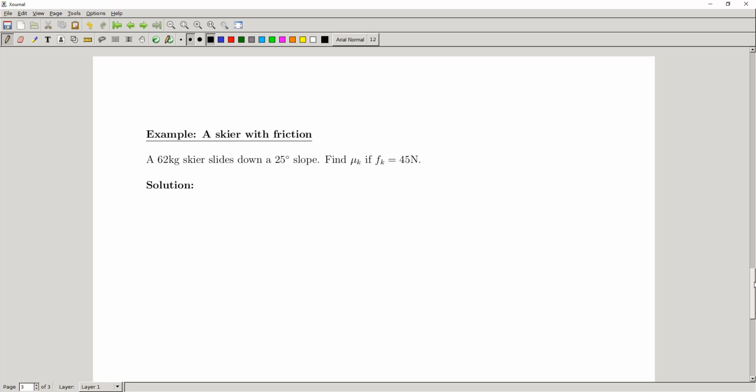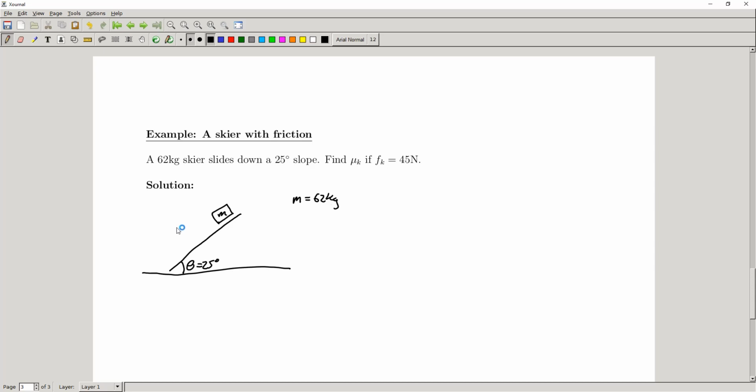Okay, so let's start off again by drawing the problem. So we would have our slope here. This would be theta, and theta is going to be 25 degrees. This will be our skier of mass m. We're told m equals 62 kilograms. And let's draw some forces on here.